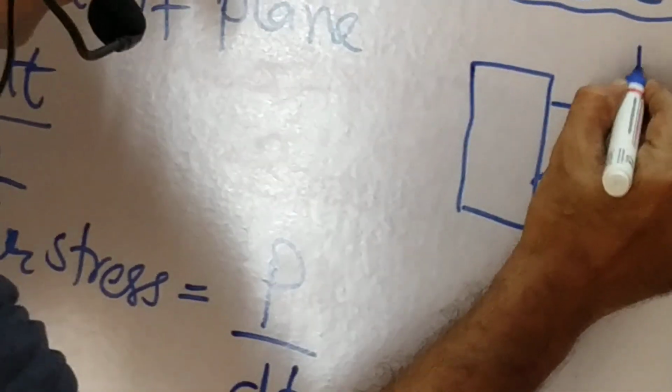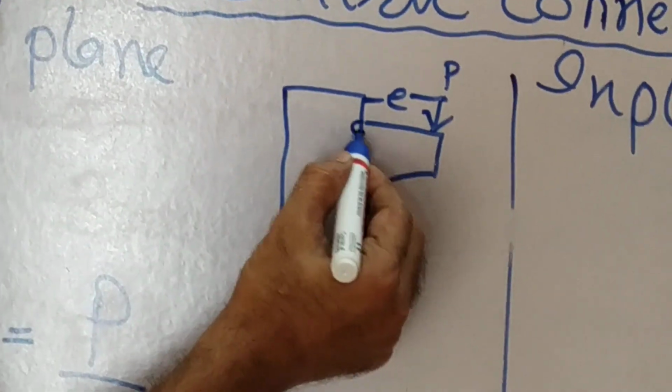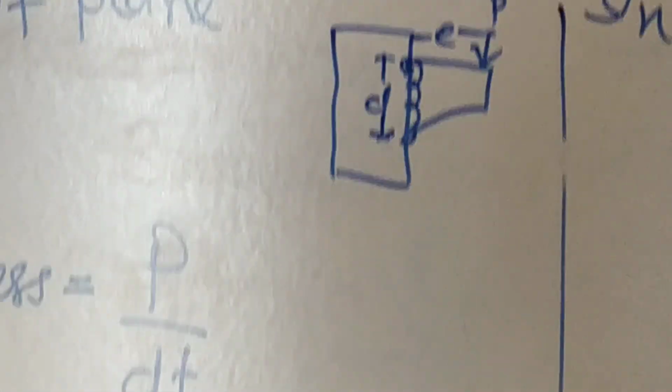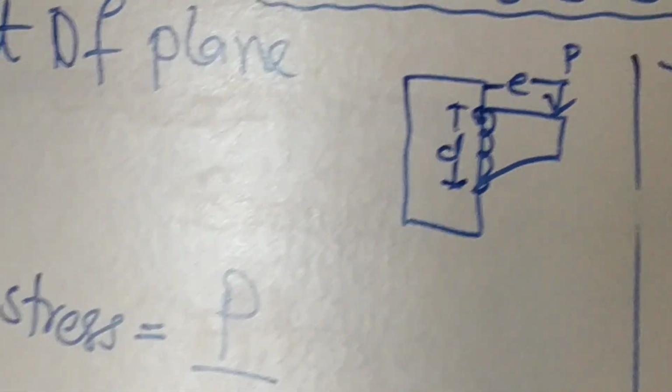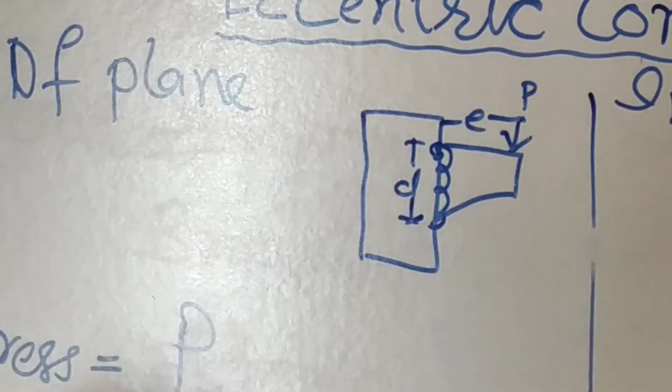This is the P, and this distance is the eccentricity E, and this is the weld I am going to do here. I call the distance D. This is the direct shear stress. T is the effective throat thickness, D is the depth of the bracket, and P is the load applied.